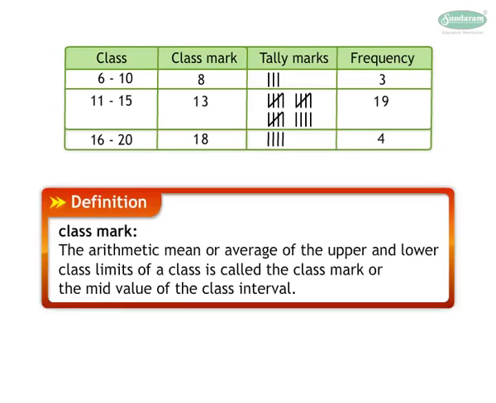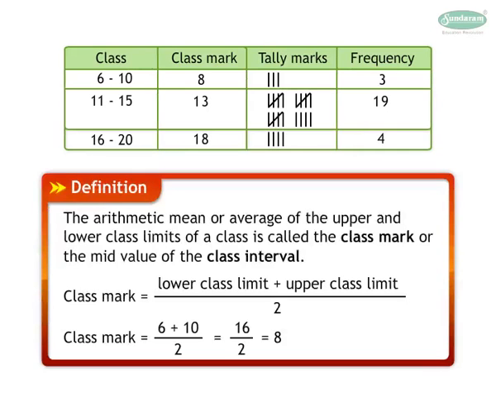Class mark. The arithmetic mean or average of the upper and lower class limits of a class is called the class mark or the mid-value of the class interval. Therefore, class mark is equal to (lower class limit plus upper class limit) upon 2. Thus, the class mark of the class interval 6 to 10 is (6 plus 10) upon 2, which is equal to 8.